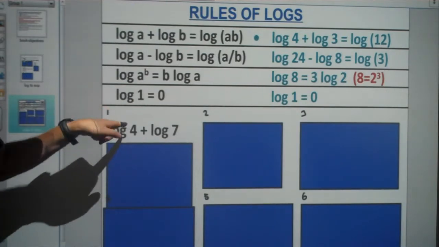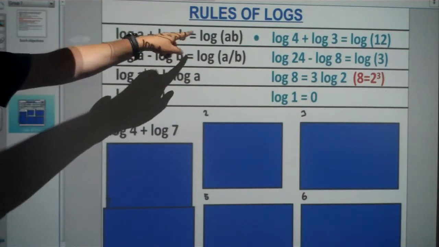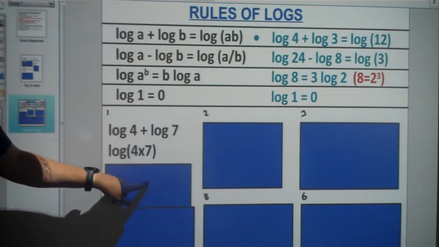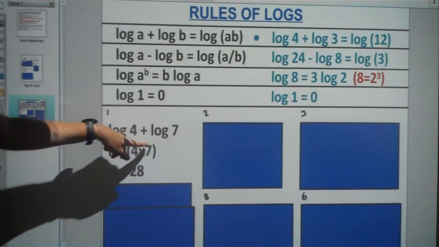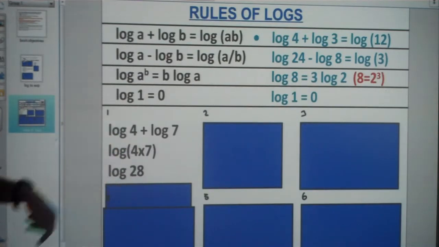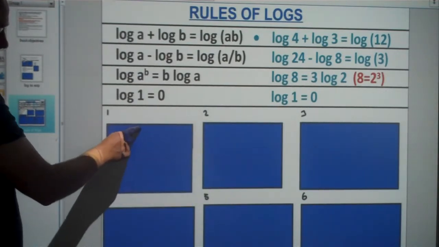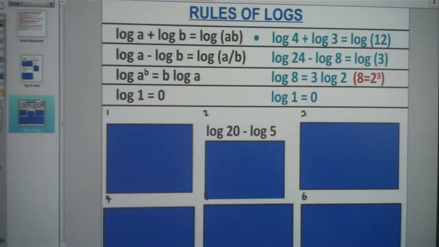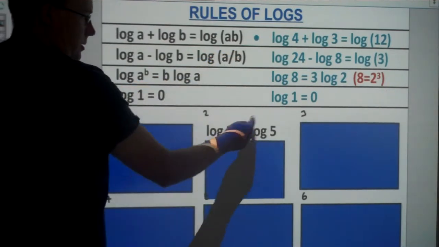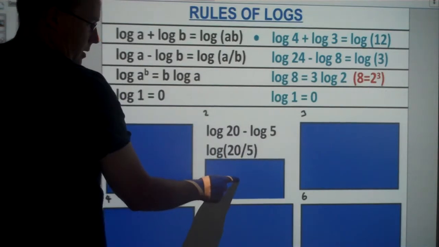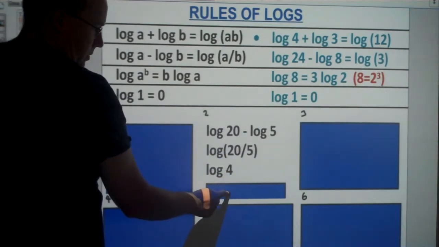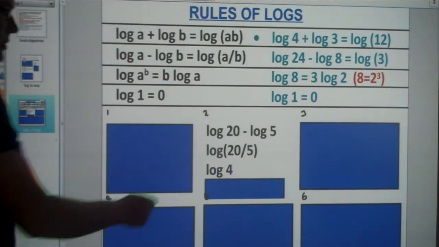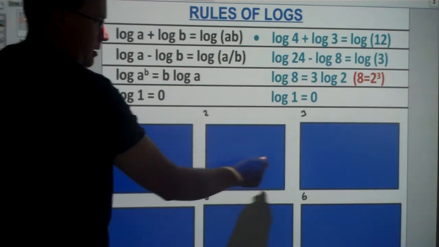So a few examples using that idea. This is the first rule of logs, because I'm adding here, which means I'm going to multiply the two things together. So 4 times 7 is 28, and I wouldn't expect you to show that step of working. You can just go ahead and write down that answer. Second one. This time it's the second rule of logs, because we're subtracting, which means we're going to divide. So 20 divided by 5 is 4. And actually for this one we could write 4 as 2 squared as well. So we could also put 2 log 2 for that answer, which would be even better.